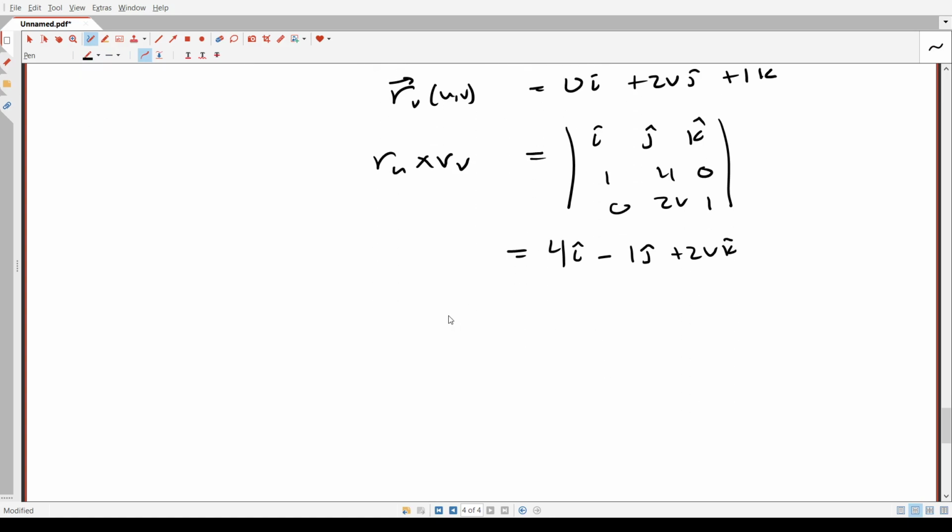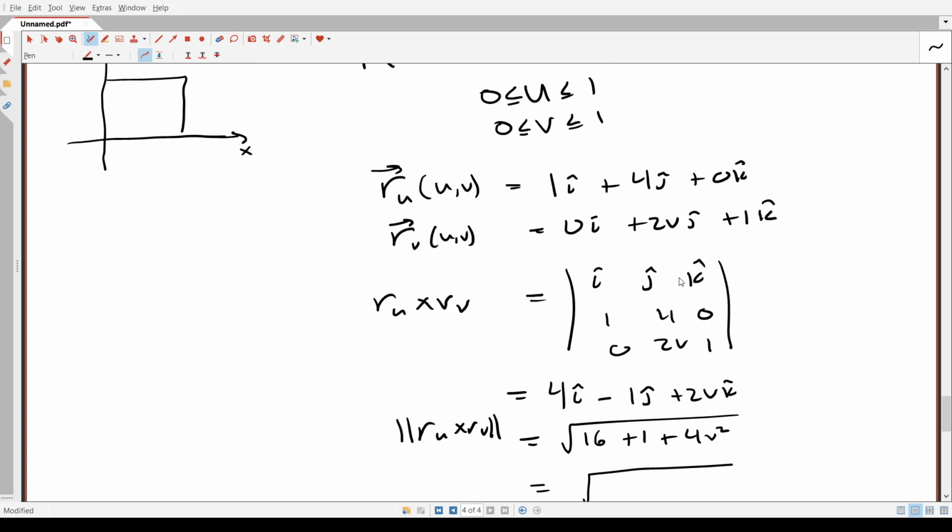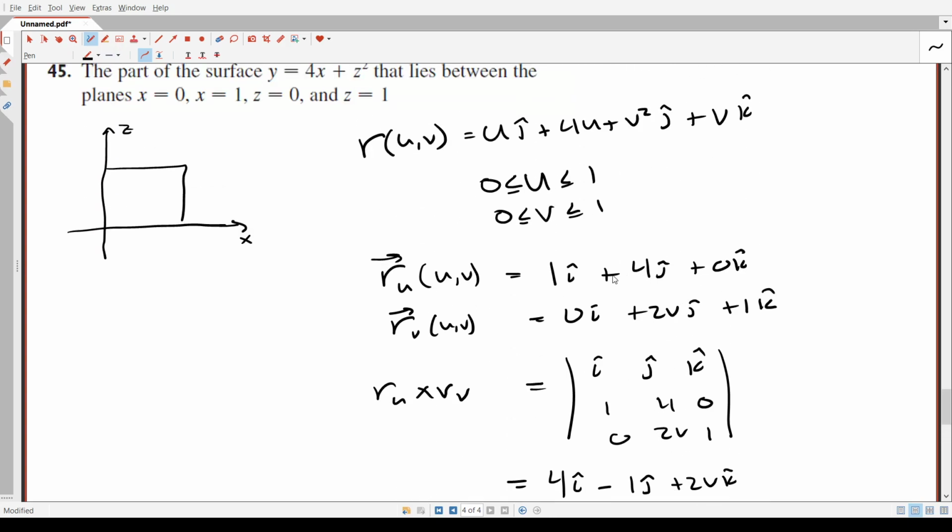All right, finally I compute the norm of this. That's going to be square root of 16 plus 1 plus 4v squared. Is that right? That just seems weird that I have... Yeah, okay.